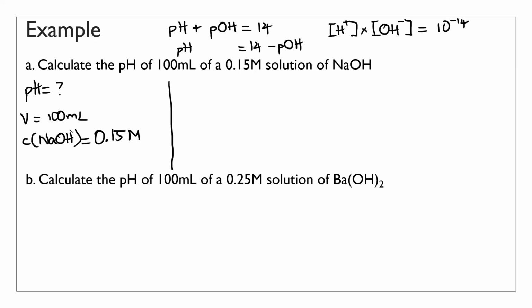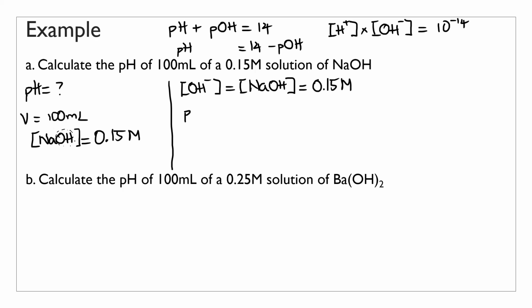Now, if you look at the formula, you can see that there is one hydroxide ion for every sodium hydroxide. I'm just going to use a square bracket because it's molar concentration. So the molar concentration of hydroxide ion would equal the molar concentration of sodium hydroxide in this case, because if you look at the formula, the ratio between the two substances is 1 to 1. So the molar concentration of OH⁻ is also 0.15 molar.